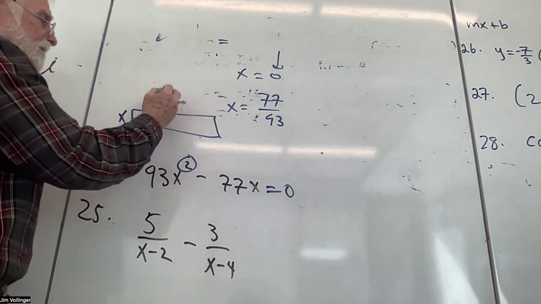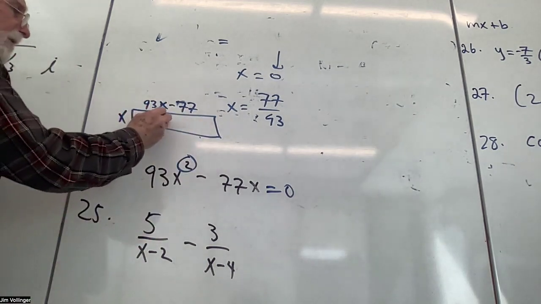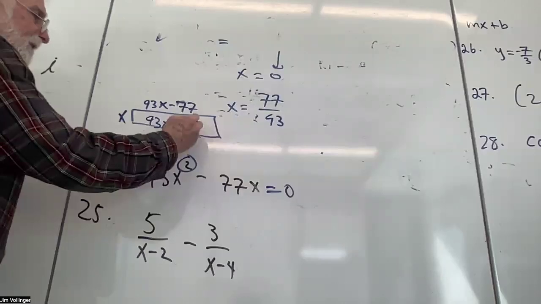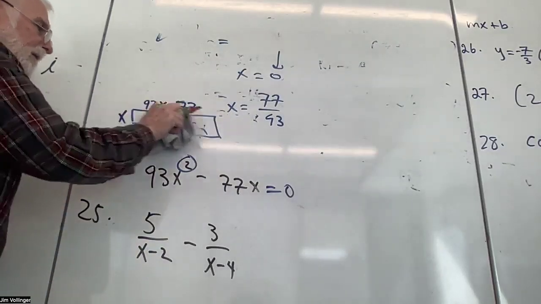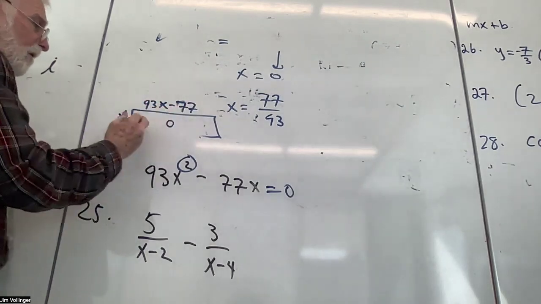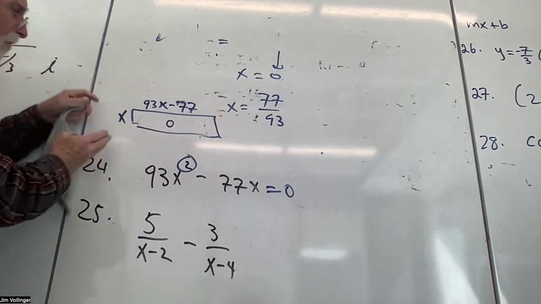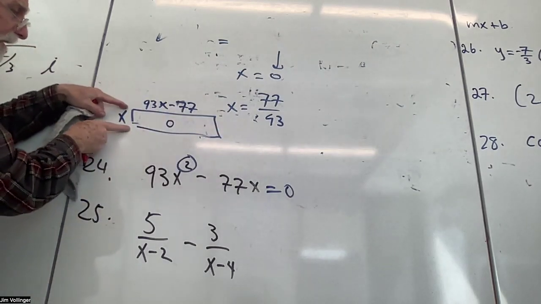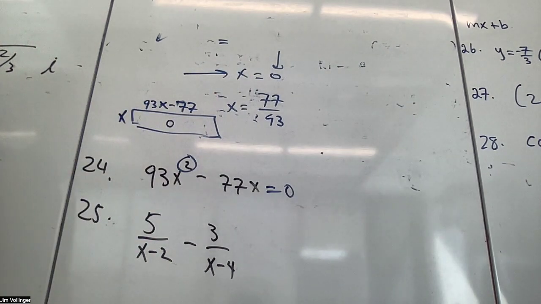Geez, I'm having a hard time writing sevens. And that is equal to 93x squared minus 77x. So I have two dimensions, and if I want to make the area, which is an area statement, 0, then I either get rid of the width or I get rid of the height. What value for x makes the height 0? That's the one we're missing.